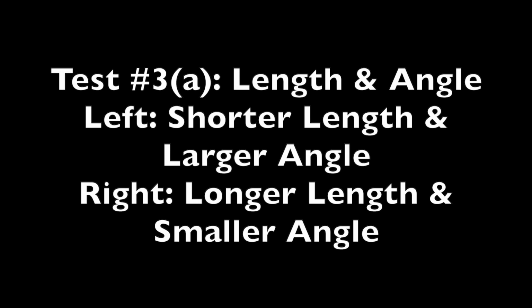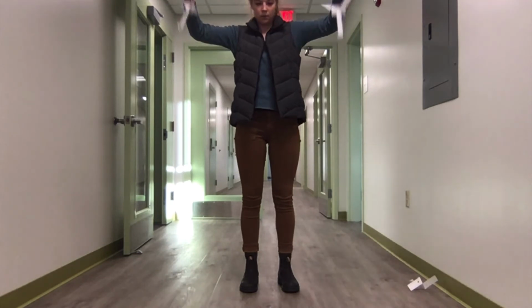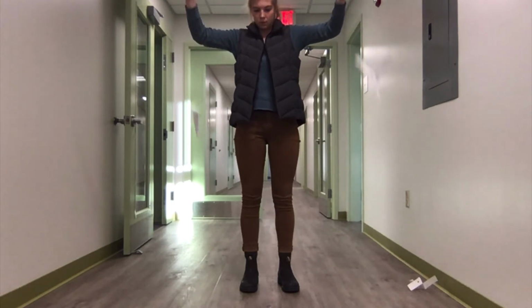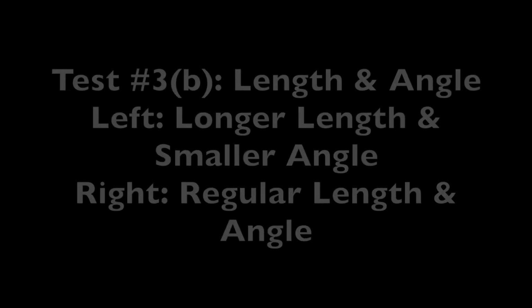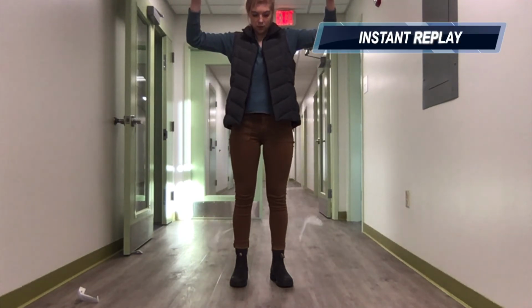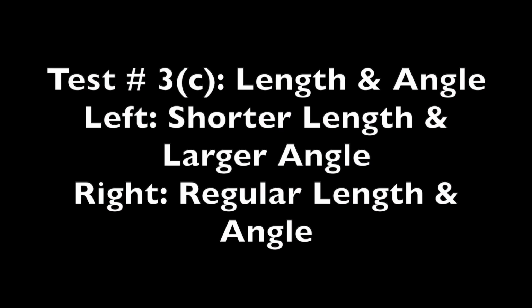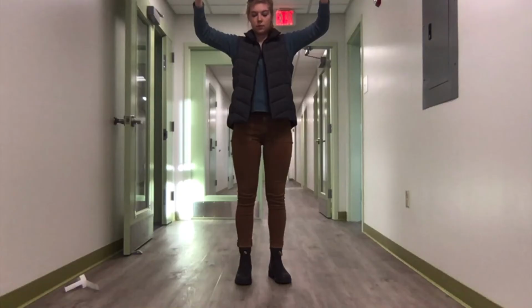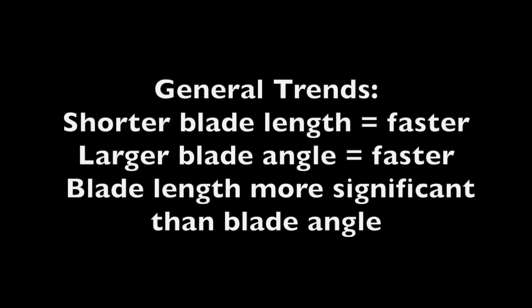As you can see, my prediction was correct. The helicopter with shorter blades cut at a wider angle fell substantially faster than the helicopter with longer blades cut at a smaller angle. It appeared that the helicopter with longer blades cut at a smaller angle fell at a similar speed to the regular helicopter, although occasionally slightly slower. However, we found that the helicopter with shorter blades cut at a larger angle fell much faster than the regular helicopter. The general trends of these experiments were as follows.